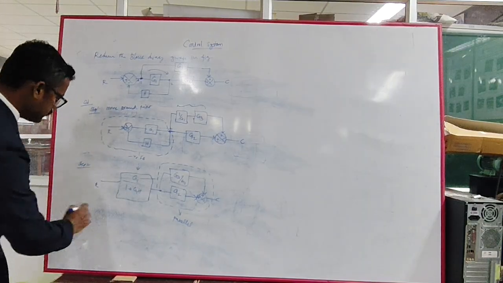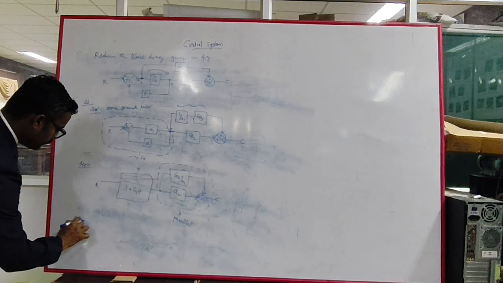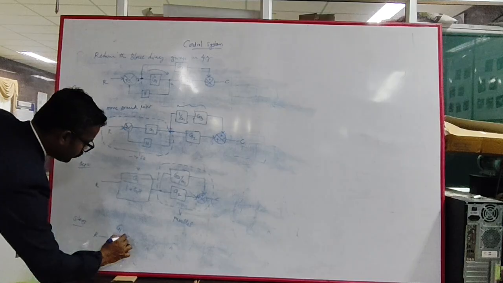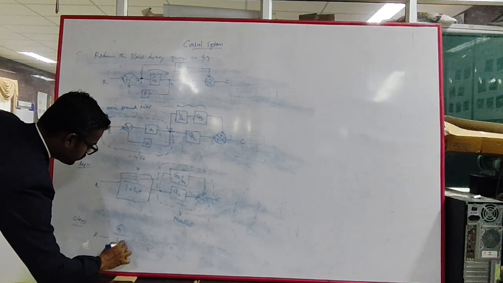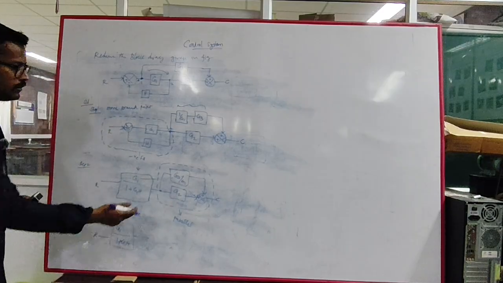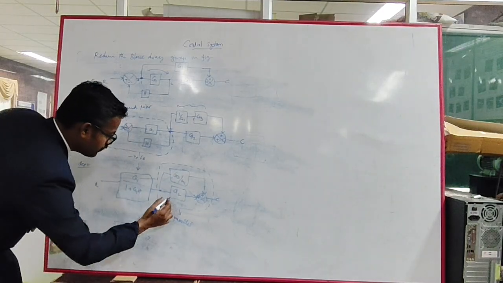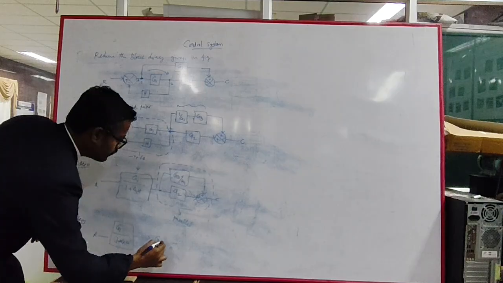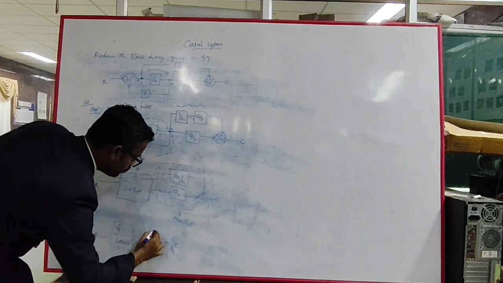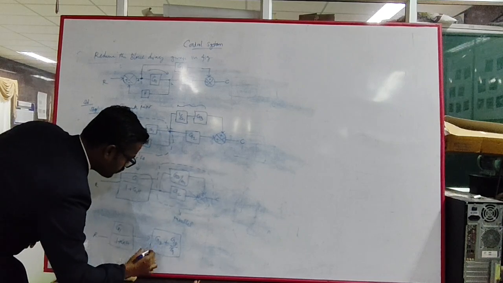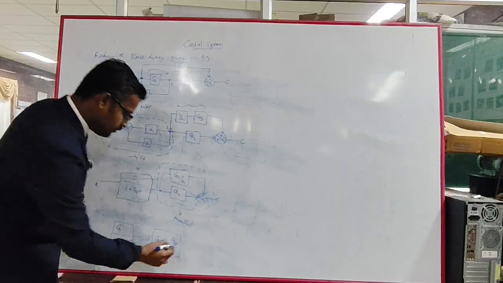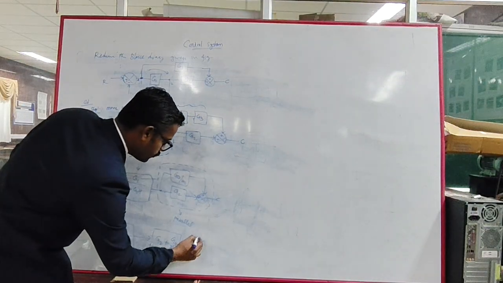If you had this one, then in step 3 you reduce it. Step 3: R is given to G1 over 1 plus G1H, and that will be given to this one, which is G2 plus G3 by G1. Both the blocks are in parallel, so we are adding them and getting the output.